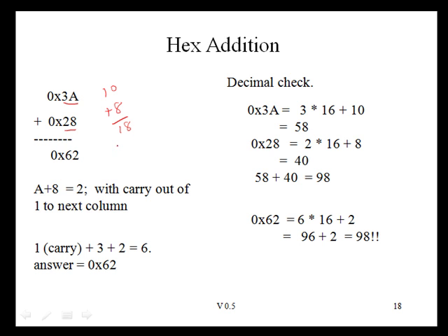18 exceeds our base, which is 16, so we're going to subtract our base, and we're going to be left with the value 2, and that's what's going to be left right there for that digit, and we'll have a carry here of 1. Now we have 1 plus 3 plus 2. 1 plus 3 is 4, plus 2 is 6, and we'll be left with our last digit of 6. So our 3a plus 2a is going to be a hex 62. You can always convert this to decimal and check if you wish to do that.